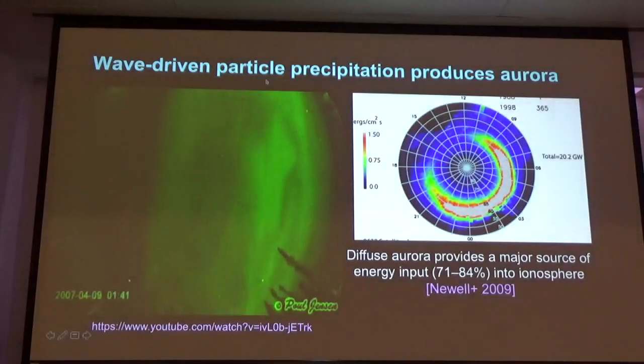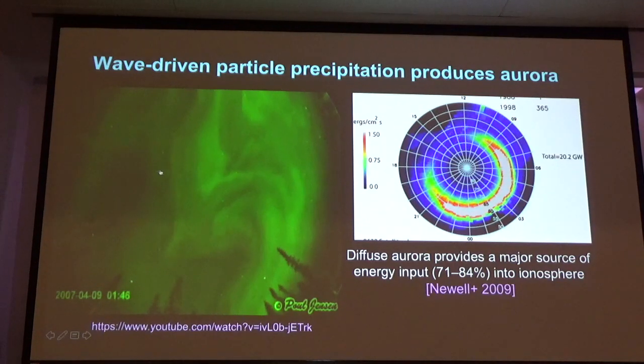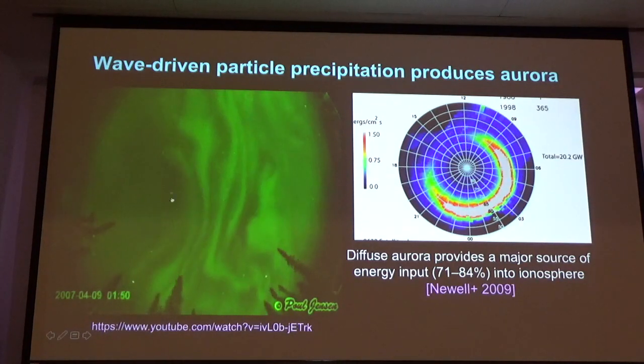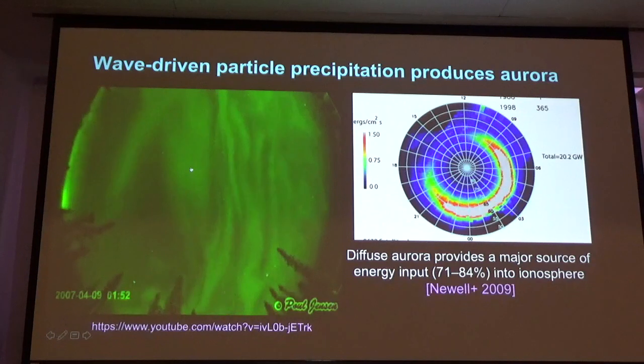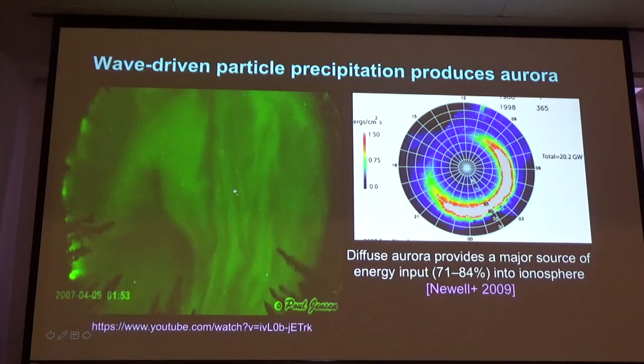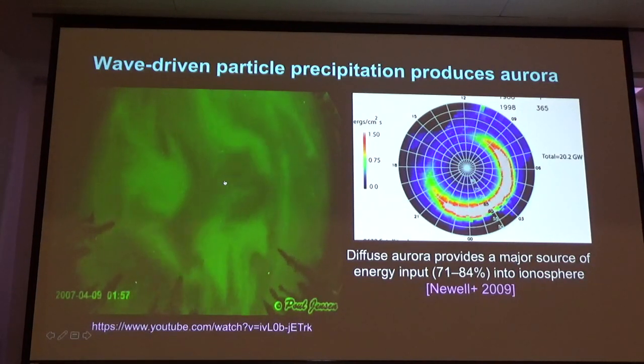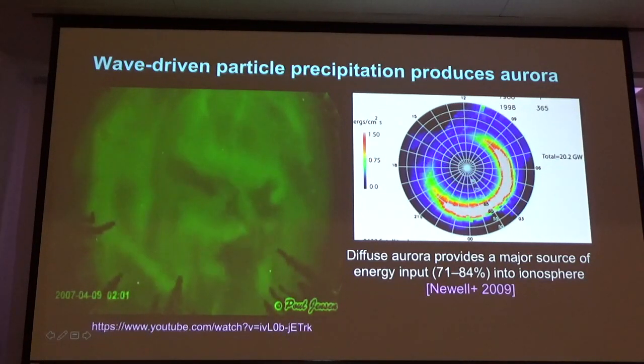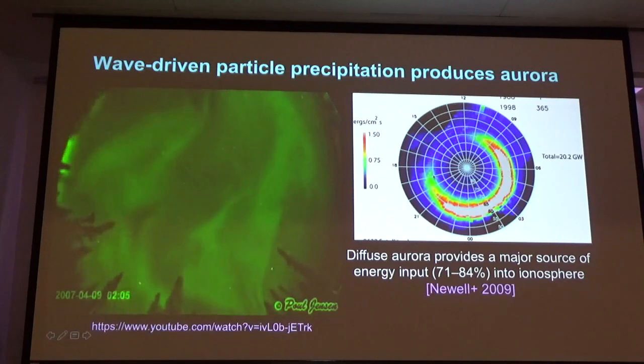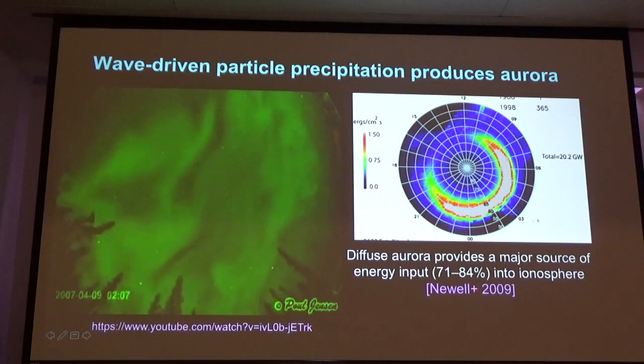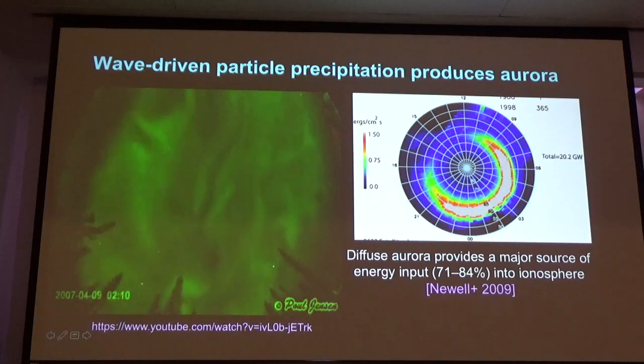Wave-driven particle precipitation also causes the spectacular aurora. This is showing the diffuse aurora in the sky, and we can see there are also some dynamic structures pulsating inside it, which is called the pulsating aurora. Based on over 10 years of statistical measurements, Wen Li showed that the diffuse aurora provides a major source of energy input into the ionosphere, and thus plays an important role in changing the ionosphere conductivity.